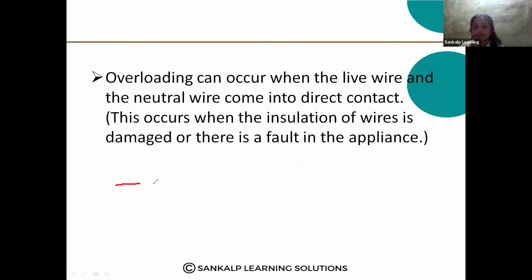For example, this is the current carrying wire, and its capacity is, for example, 1 ampere, okay? But here it is connected to variable devices, 2 or 3 devices, and the capacity is very less. The wire carries current with a small capacity, but these devices draw more current. The devices need more current, but that much current cannot flow. Then the overloading occurs.